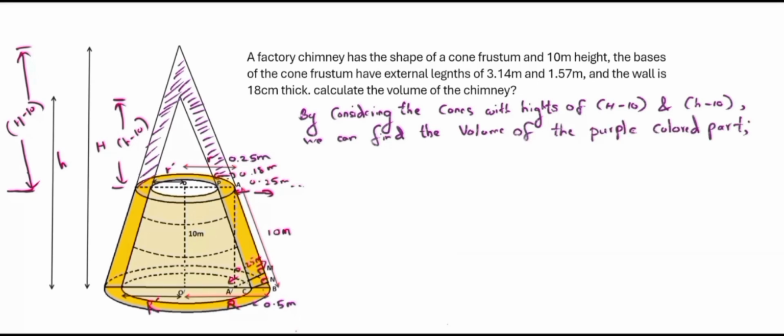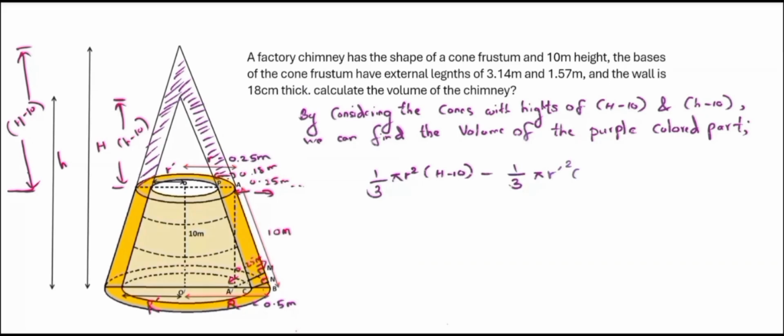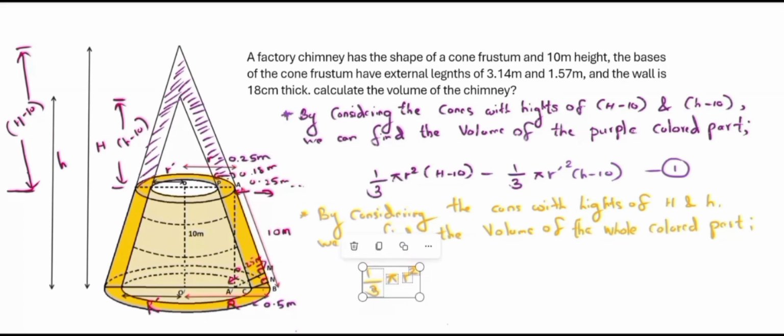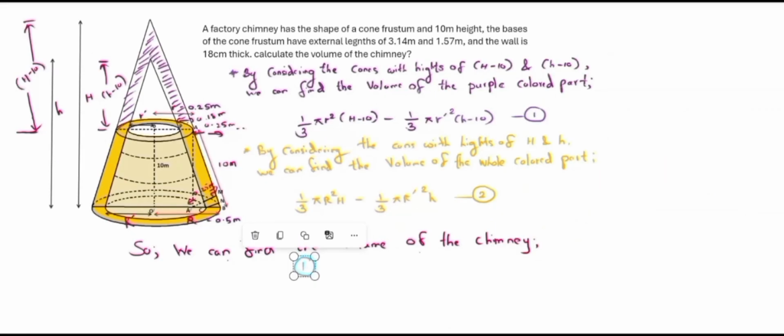It is given by 1 over 3 pi small r square times capital H minus 10 minus 1 over 3 pi small r' square times small h minus 10. By considering the cones with heights of capital H and small h, we can find the volume of the whole colored part. It is given by 1 over 3 pi capital R square times capital H minus 1 over 3 pi capital R' square times small h. The volume of the chimney is given by subtracting 2 from 1.